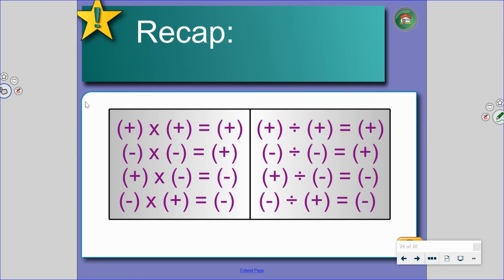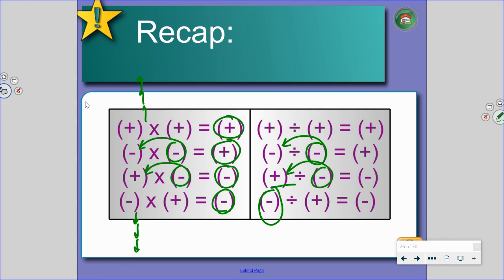So to review, multiplication and division is all about opposites. If you see the opposite of a negative, you're going to get a positive. If you see the opposite of a positive, you're going to get a negative. If you repeatedly go down, then your answer is down. If you repeatedly go up, then your answer is up. Division is no different. The opposite of a negative is a positive. The opposite of a positive is a negative.